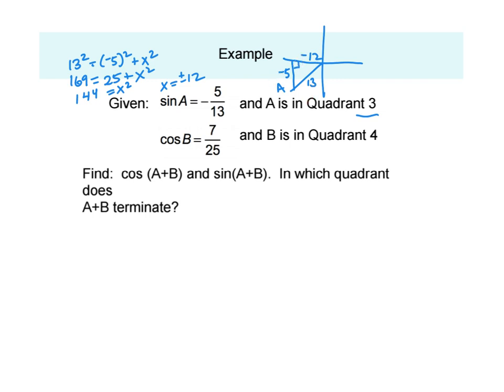Now, the next thing I'm going to do is I'm going to draw cosine of b, and b is in quadrant 4. So we're going to draw that in quadrant 4. Again, dropping my altitude to the x-axis. And cosine of b is 7 over 25, or x over r. This is 7, 25, and again, I can use the Pythagorean theorem, or I could recognize this as a triple. 7, 24, 25, so y is negative 24. And this was for b.